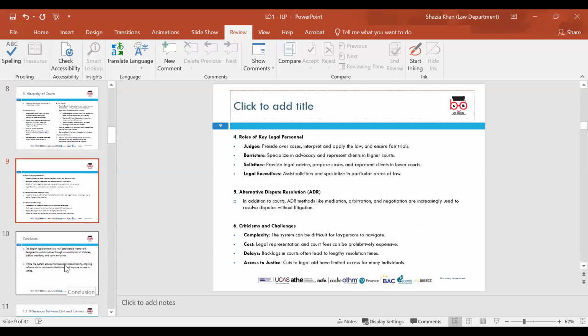Benefit courts, like social security tribunals, and other specialist courts will only deal with specialist matters. Then you have the roles of the key legal profession. You have judges, barristers, solicitors, and legal executives. Each individual one has a different role. They all do different things.